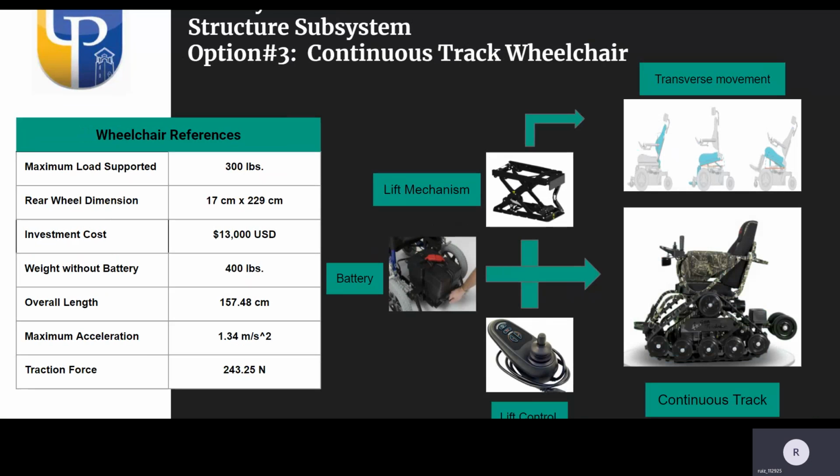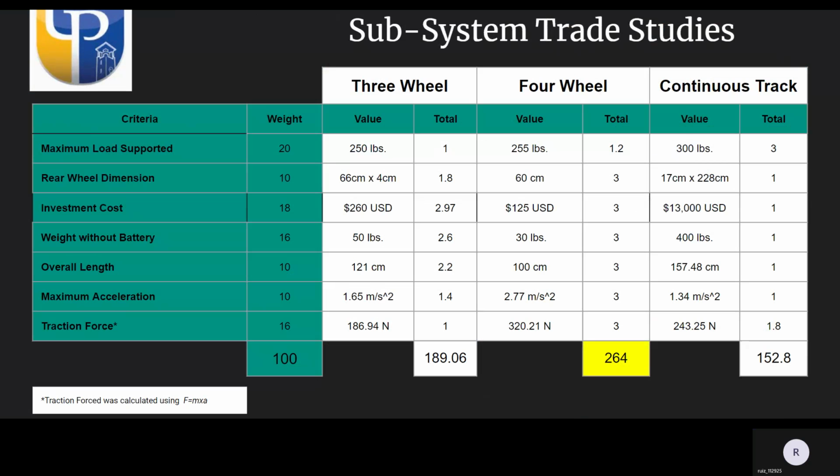And finally, for option 3, we have a continuous track wheelchair. This wheelchair is uncommon and is mostly seen used for military and heavyweight purposes. It is able to sustain a maximum load of 300 pounds. It has a traction force of 243 newtons and an investment cost of 13K US dollars.